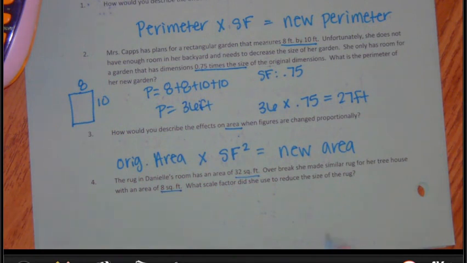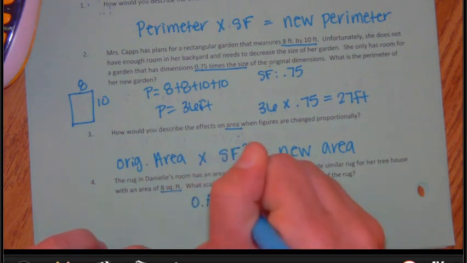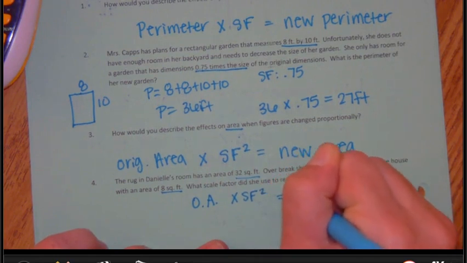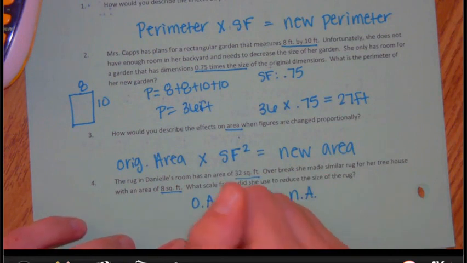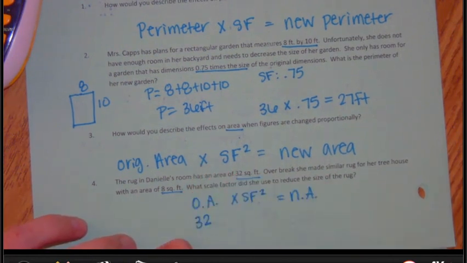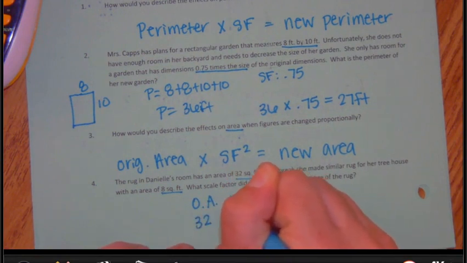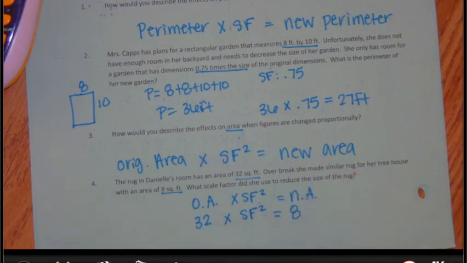All right, so let's go ahead and use this. So I know that the OA, my original area, times my scale factor squared is equal to my new area. Okay? My original area is 32 square feet. And I multiplied it by some unknown scale factor to equal my new area of 8.